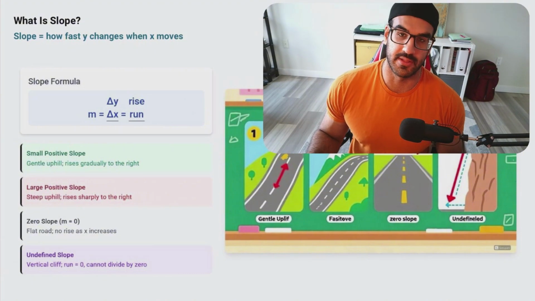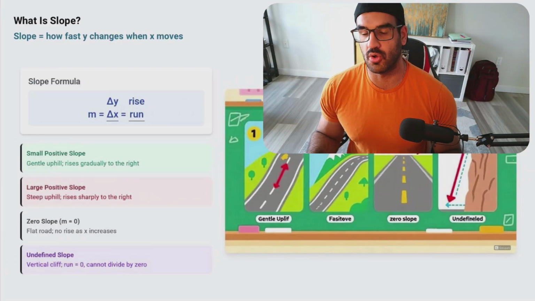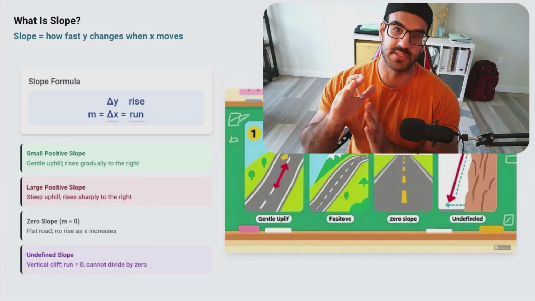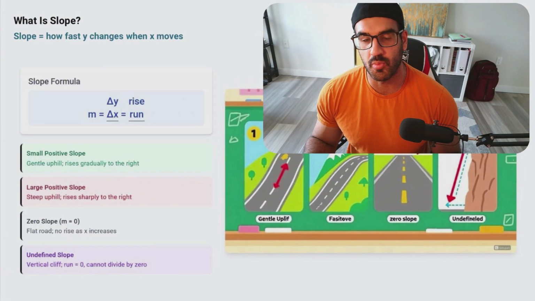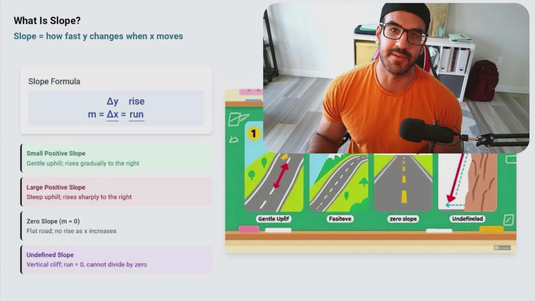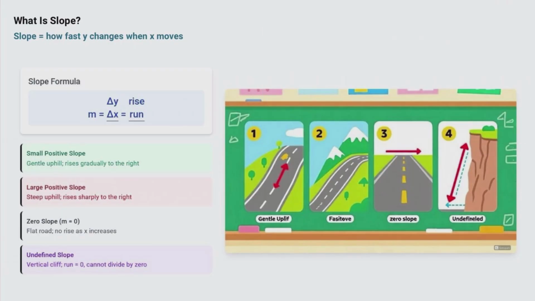Obviously, you've heard about that. The slope of the road, or something leaning toward another thing, or any other kind of stuff. So what does slope actually mean? Slope has a very simple definition. It means the rise over run, or how fast your y changes when x moves.